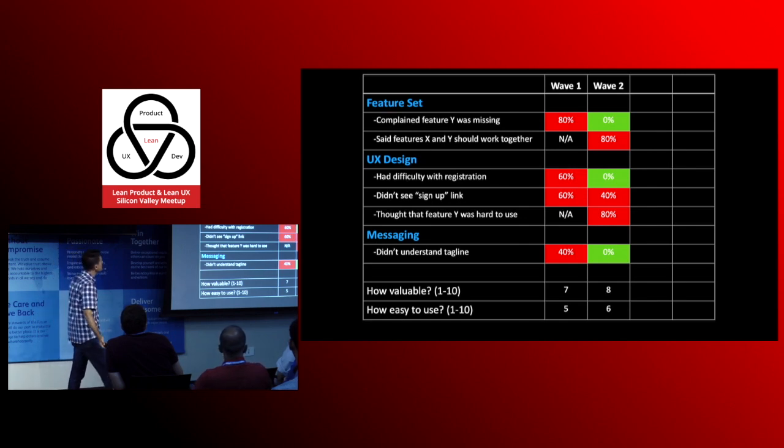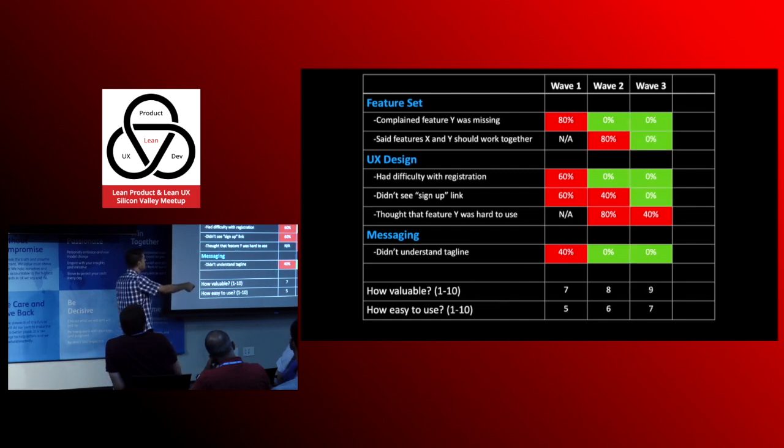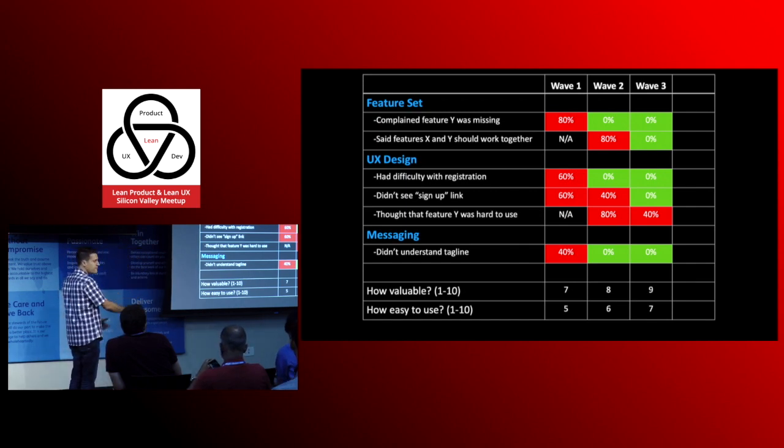Then we say, okay, what are our to-dos now? All right, we got to go make features X and Y work together. Let's redo this sign-up link, V3 of the sign-up link, and then let's go figure out how to make feature Y easier to use. That's our to-dos now. We go out, we do wave 3. Lo and behold, we do a good job here. Now those two work together. The sign-up link, we finally cracked that nut. Looks like whatever we did worked.